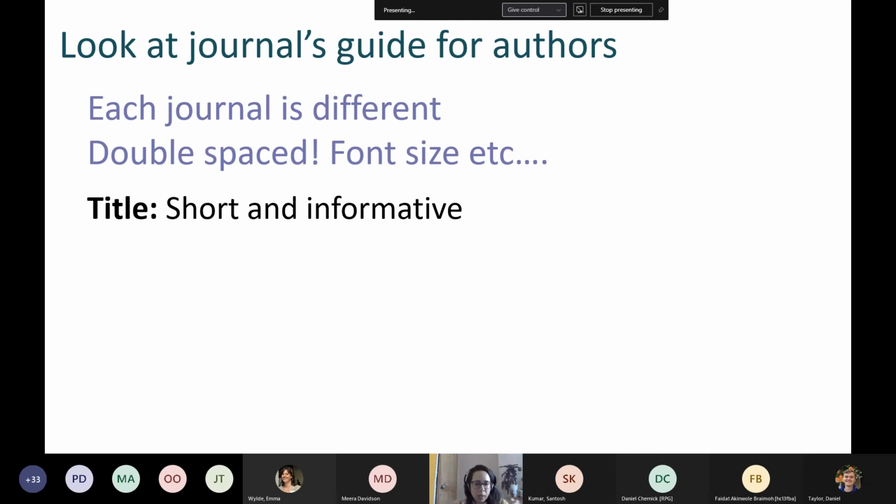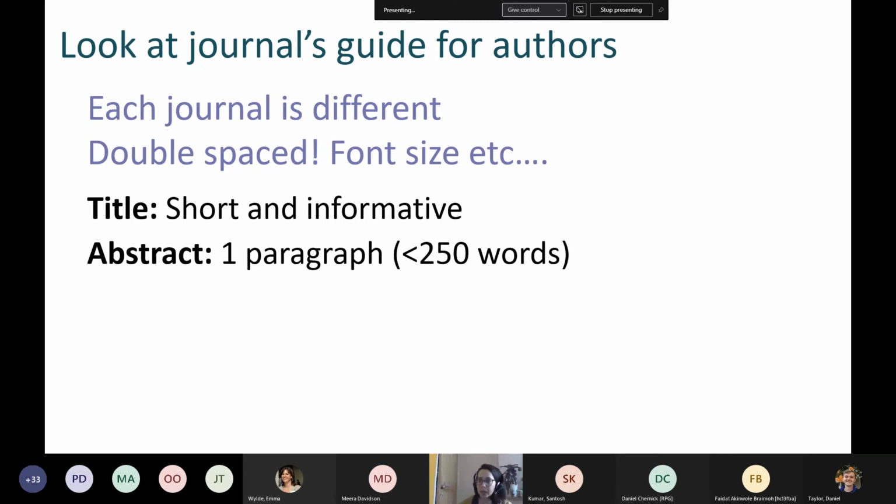We've all seen them, the titles that go on for about a paragraph that no one could ever say in one breath. So keep it short, keep it informative, make it interesting, grab that reader's attention if you can. The abstract is normally one paragraph, around 250 words, normally from 250 to 500 words. Again, that really depends on the journal.